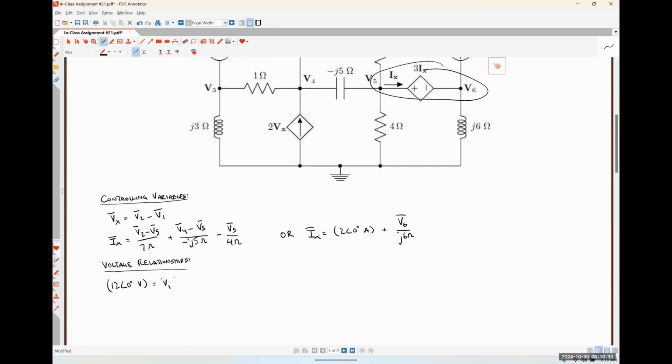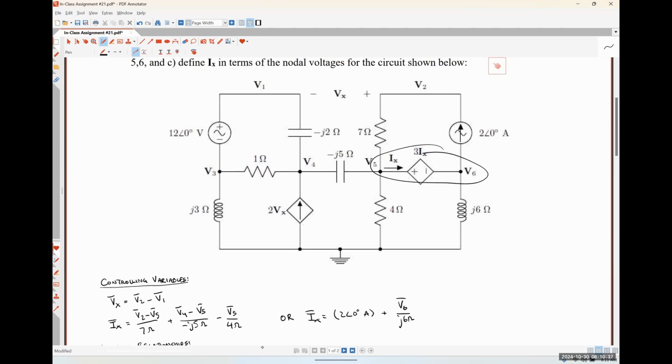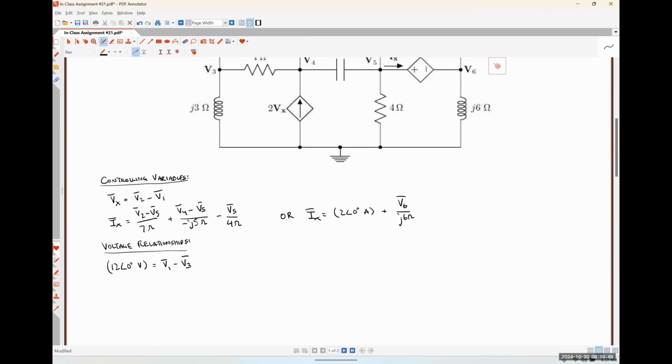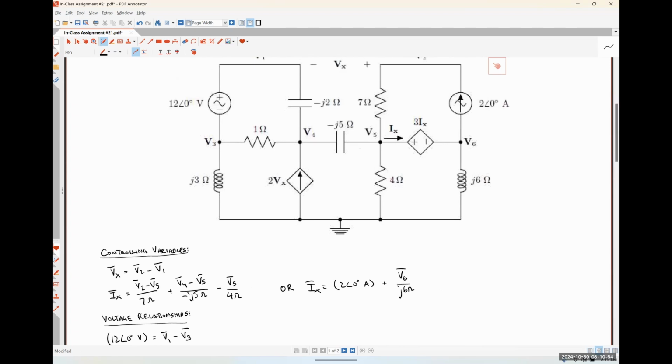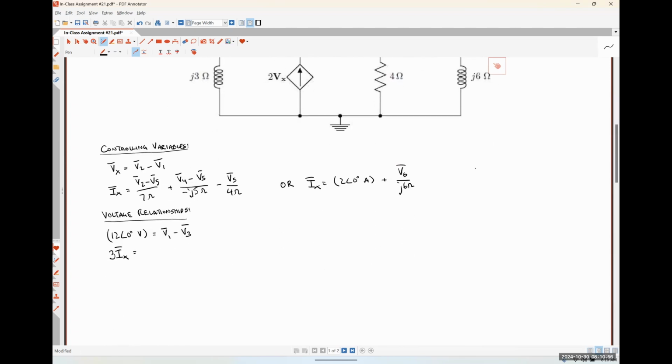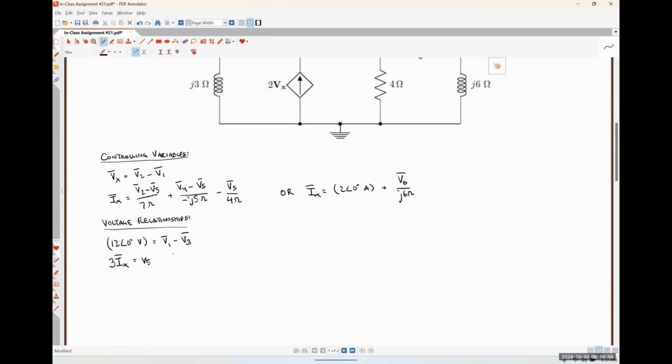So exact same rules for how we defined Vx. It's the nodal voltage associated with the positive polarity terminal minus the nodal voltage associated with the negative polarity terminal, okay? Now we're going to do the voltage source over here on the right. So we would have 3 Ix is equal to what? V5 minus V6, absolutely. Those are our only voltage sources, so we are good to go there.